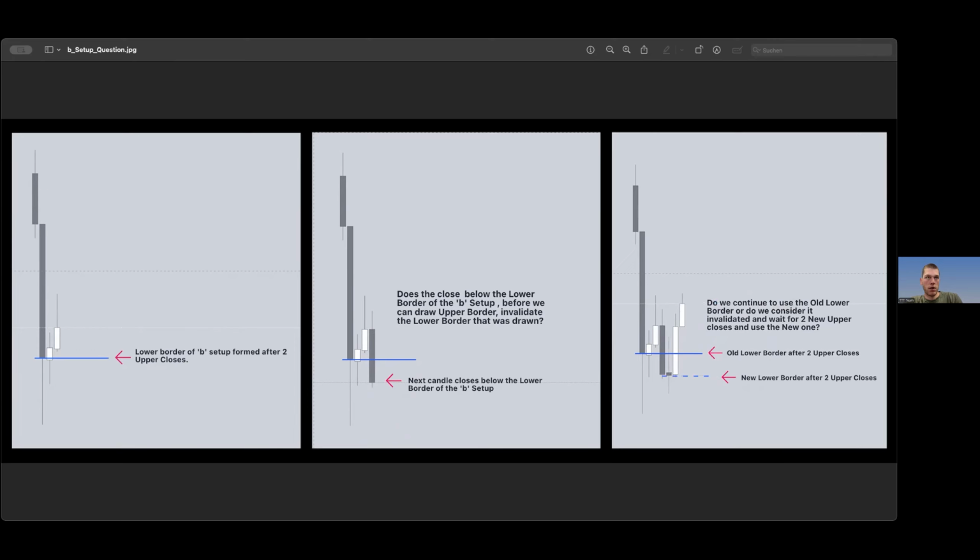Did that answer the question? We continue to use the old lower border. No, we use the new one. And for the upper border?